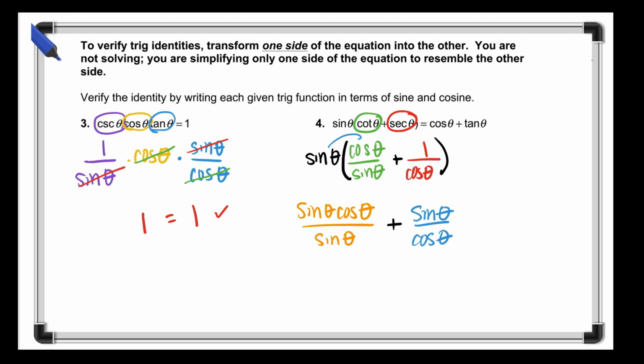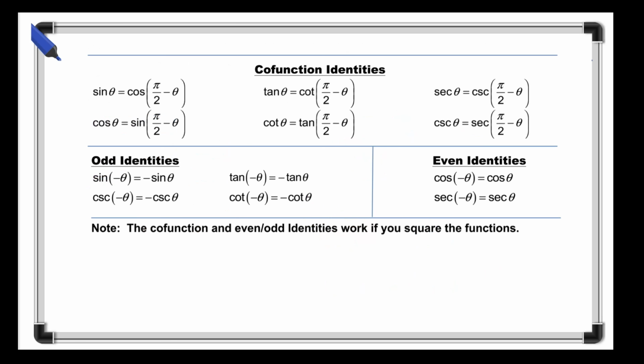So remember, you're just distributing. All right, so let's go ahead and see what we've got. I know my sines cancel, so I have cosine of theta, which is one part that I wanted. And then I know that sine over cosine is the same as tangent, which is the other part that I wanted. So I was able to verify this identity.